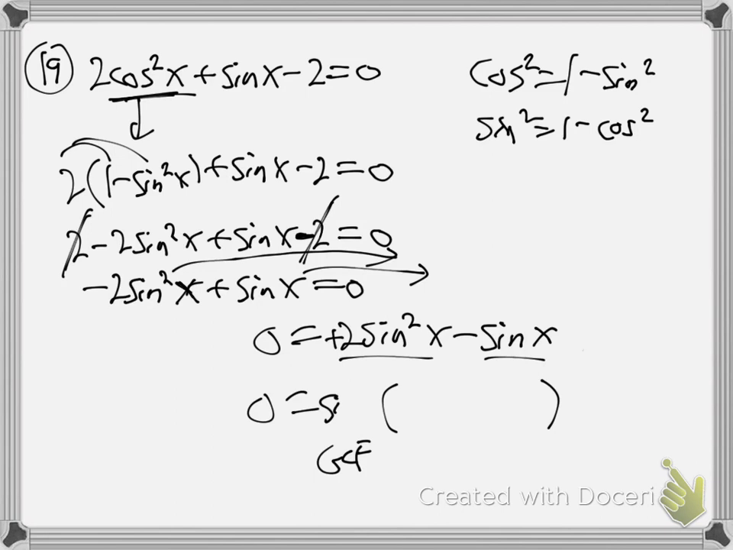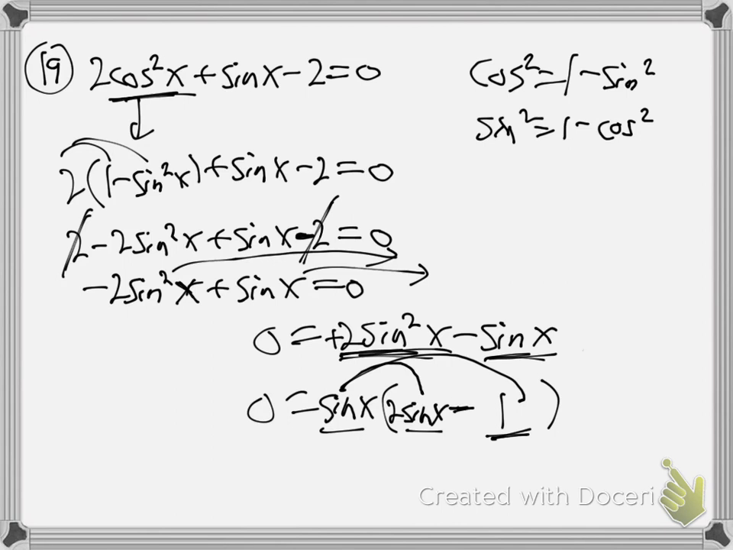All right, so what do they both have? Sine x. And then they're going to have two things inside with a minus. What are they? Well, whatever works. Sine x times what would go back to be 2 sine squared? 2 sine. And sine x times what would go back to be plain sine? 1. Sine times 1 is sine. Good. See how if I distributed this, it would go back? Just took out what's in common. Okay. And now, what do you do from here?